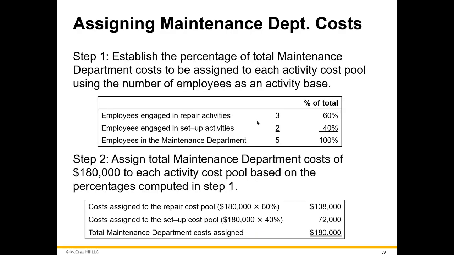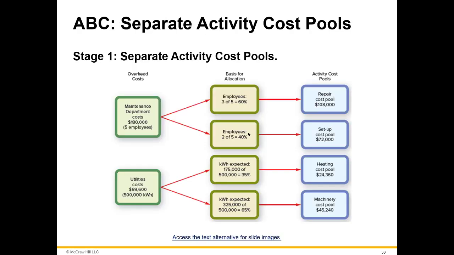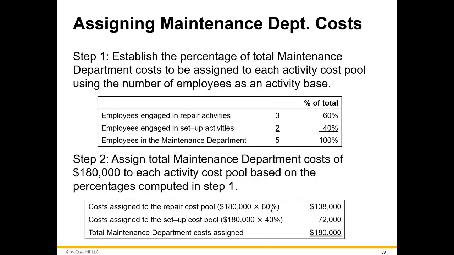Now, let's go and see what this means. Establish the percentage of total maintenance department cost to be assigned to each activity pool. So 3 and 2, so 60-40, that's here, right? 60%, 40%. Here it made sense to allocate it on the basis of kilowatt hours. So we're going to say 60% of the kilowatt hours, 40% of the kilowatt hours, and we're going to go ahead and show that.